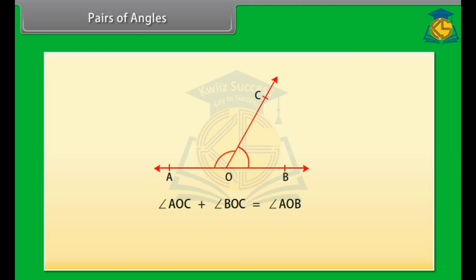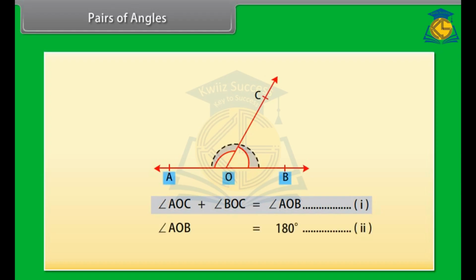Yes, because angle AOC and angle BOC are adjacent and angle AOB is the angle formed by the two non-common arms, and we have studied that when two angles are adjacent, then their sum is always equal to the angle formed by the two non-common arms. Mark it as 1. The measure of angle AOB is 180 degree because it is a straight line. Mark it as 2. From 1 and 2 we can say that angle AOC plus angle BOC is equal to 180 degree because angle AOB is 180 degree.